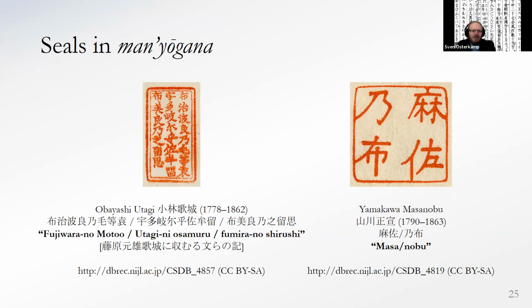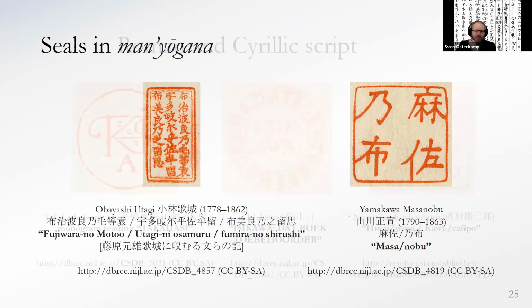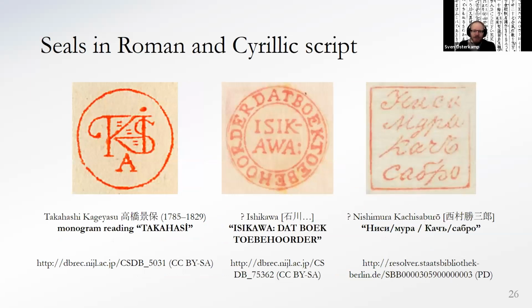Now let's have a look at some examples featuring Roman and Cyrillic script. The ones in the middle and on the right belong to unidentified persons, but we are arguably dealing with somebody involved in Dutch studies, maybe around the end of the Edo period, and somebody involved in some way or another with Russia and Russian, probably in Meiji times. But the case on the left is a little more sophisticated. The seal belongs to Takahashi Kageyasu, a well-known official astronomer, who is also known for his study of and translations from foreign languages, including Dutch. And the seal shows a monogram combining the four consonant letters T, K, H, and S with the vowel A at the bottom and the vowel I integrated into the consonant block on the right, so yielding Takahashi.